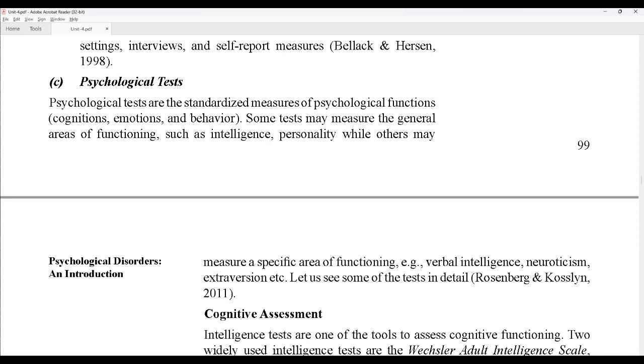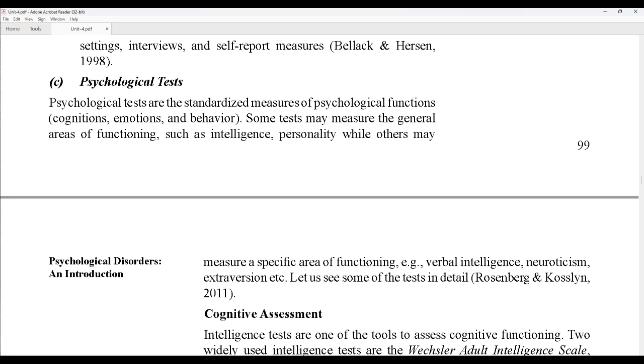C. Psychological tests. Psychological tests are standardized measures of psychological functions, cognitions, emotions, and behavior. Some tests may measure general areas of functioning, such as intelligence and personality, while others may measure a specific area of functioning, for example, verbal intelligence, neuroticism, extraversion, etc. Let us see some of the tests in detail. Rosenberg and Koslin, 2011.